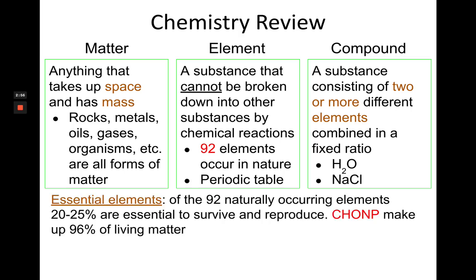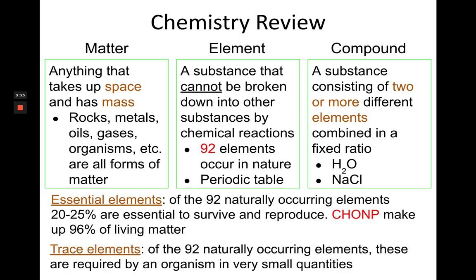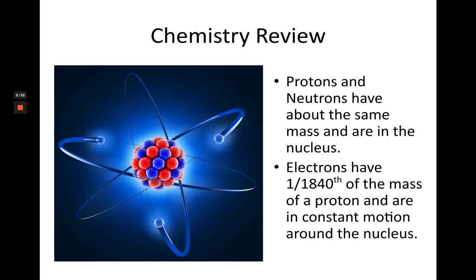Of all of those 92 elements, 20 to 25% are essential for survival and reproduction of living organisms. Of that 20 to 25%, 96% of all living things are made up of 5. We remember those 5 essential elements as CHOMP: carbon, hydrogen, oxygen, nitrogen, and phosphorus. We also have trace elements that are required by living organisms, but they're required in very, very small amounts.